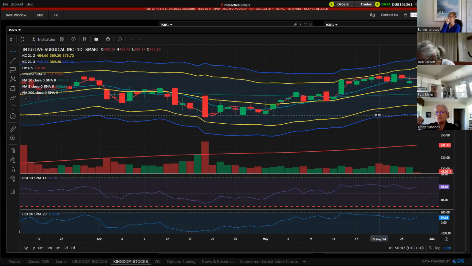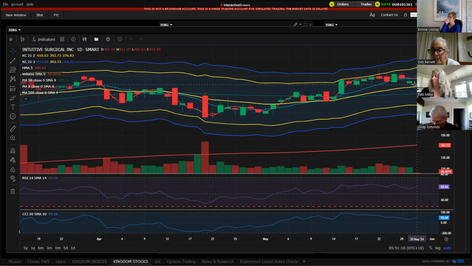Okay, where's your 395 on there? 395. It's right close to that. It's right at the bottom of that. So does that mean the candle has to come down to that before you get filled, or?